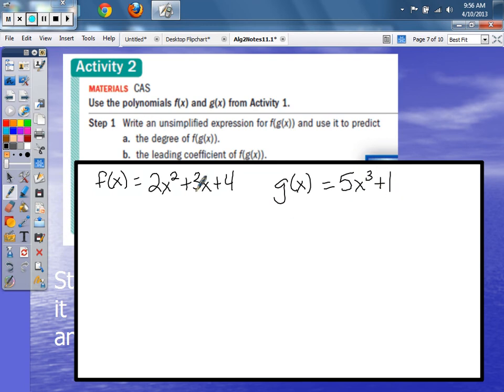Okie dokie. They want to know what the degree of this is. Write an unsimplified version for f of g of x. Okay, I can write unsimplified. It's not difficult at all here. F of g of x looks like this.